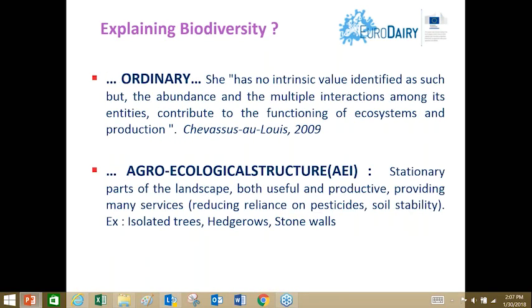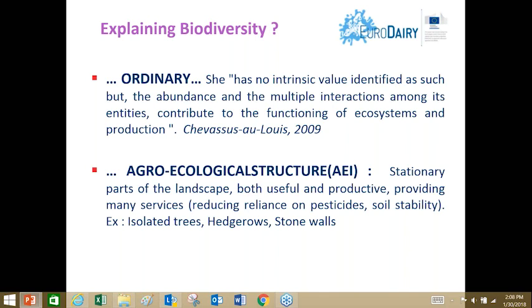Now I need to explain biodiversity a bit, because in fact there are two main types of biodiversity. To start with, there is what we call the ordinary biodiversity, which we are going to talk about a lot during this presentation. In fact, the ordinary biodiversity has no intrinsic value identified as such, but the abundance and the multiple interactions among its entities contribute to the functioning of ecosystems and production. So again, it is a bit of a complicated definition.